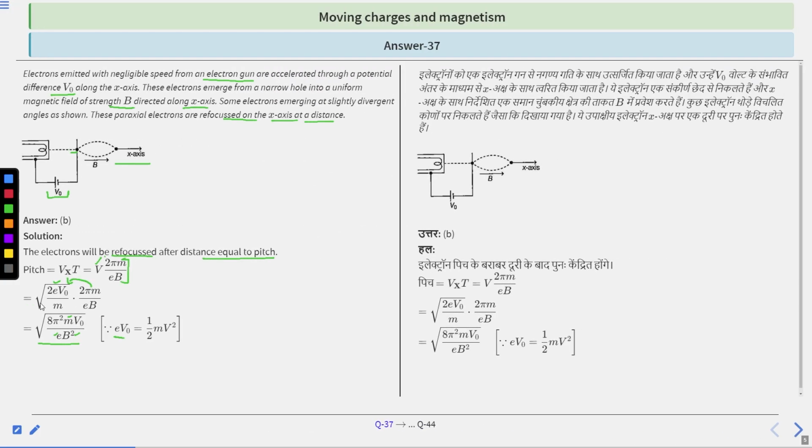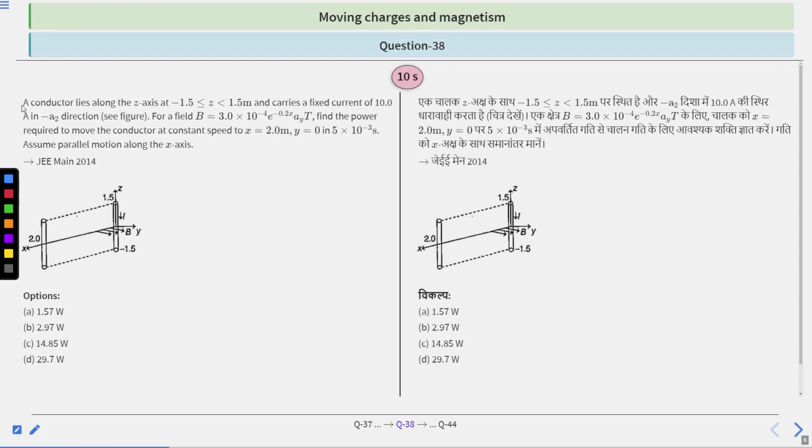Next question. Question 38. A conductor lies along the z-axis at minus 1.5 less than or equal to z less than or equal to 1.5. There is a range, this one. This is the z-axis, this is the y-axis, and this is the x-axis. Here the z-axis range is minus 1.5 to plus 1.5. Clear? And it carries a fixed current of 10 ampere in the minus z direction. See the figure, 10 ampere current.